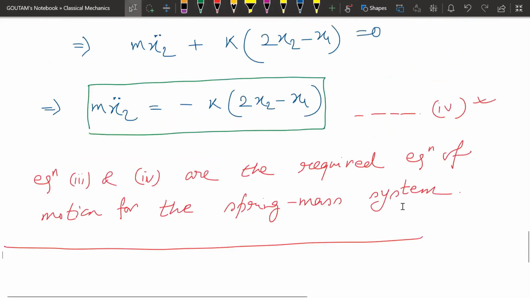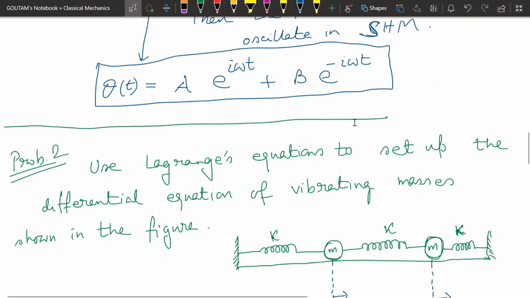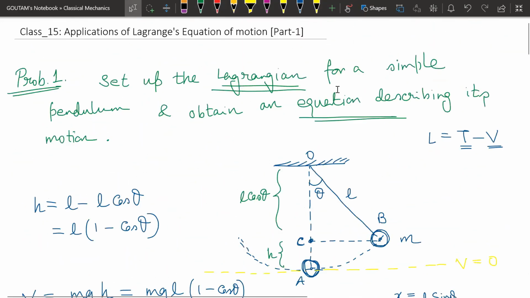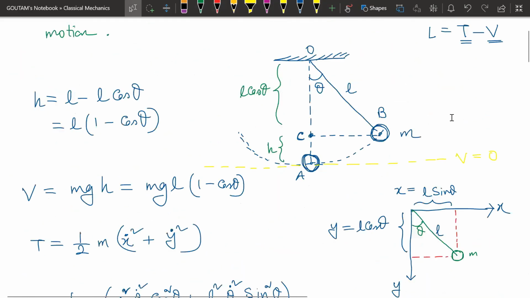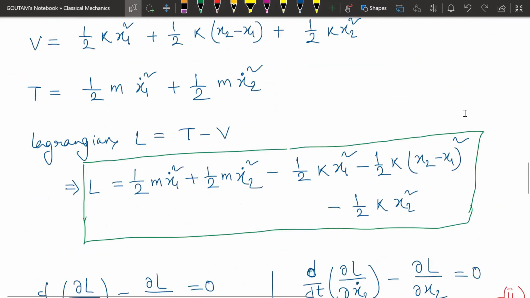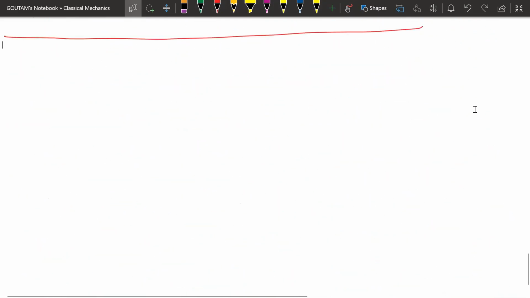So today we solved two very important problems regarding the Lagrangian equation of motion. Now I will give two homeworks for you to try. I will write down a few steps and the solution.